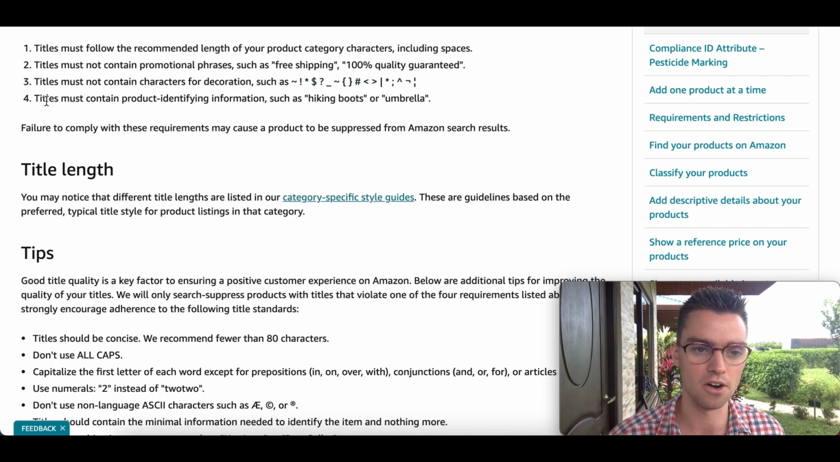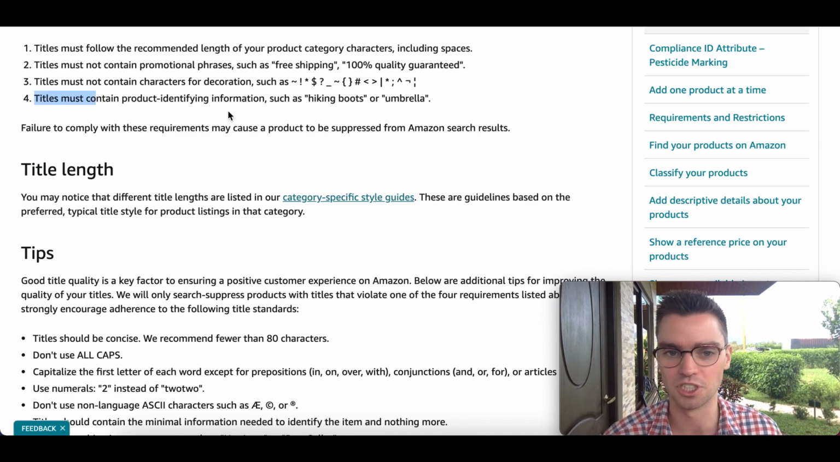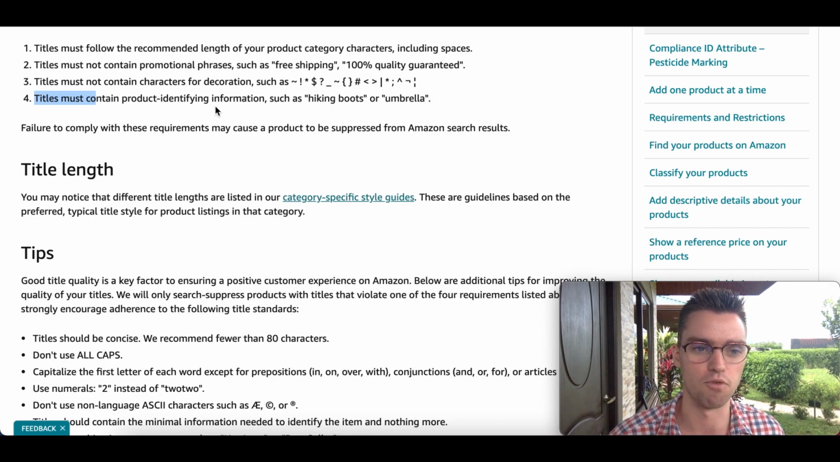Okay, and then number 4 here in just the first section is titles must contain product identifying information such as hiking boots. So if you're selling hiking boots, put hiking boots in your title. Selling an umbrella, put umbrella in your title. That's naturally going to be the case, but of course, just make sure you do that. Pretty straightforward. So that's the top 4. But that's not all the requirements. And a lot of people will just read these four and then skip over and they're done.